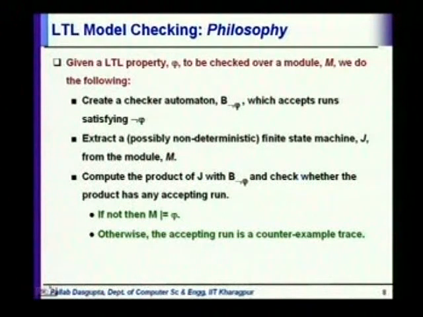Let us start today by going through the model checking algorithm for LTL properties in a more detailed way. In the last class we had seen that the basic philosophy of LTL model checking was like this: we create a checker automaton from the negation of the property, we extract a finite state machine from the implementation, and then we check whether the product of these two automata has any run, and the run is an accepting run, where accepting run, as we saw later on, is defined not only by whether it reaches certain states, but the fact that it should reach those states infinitely often.